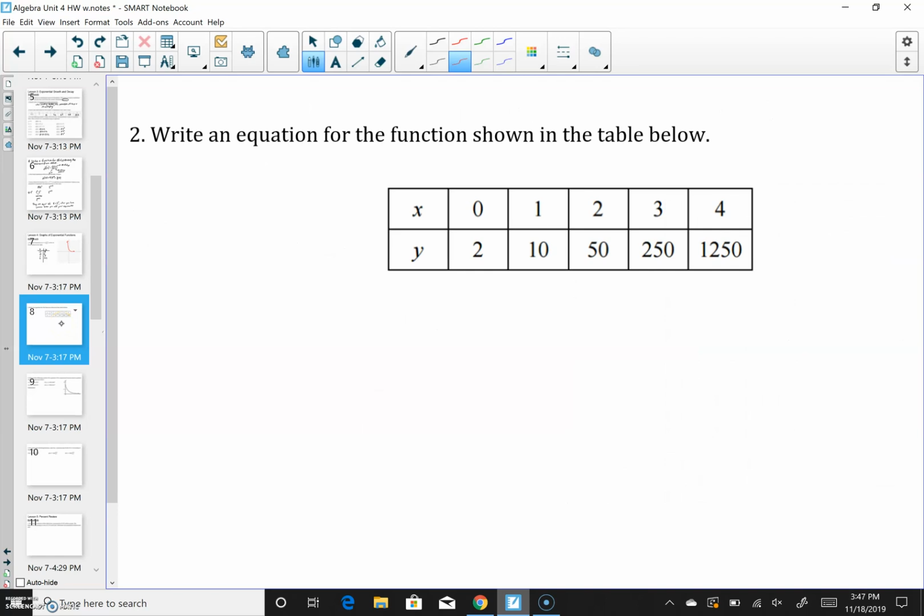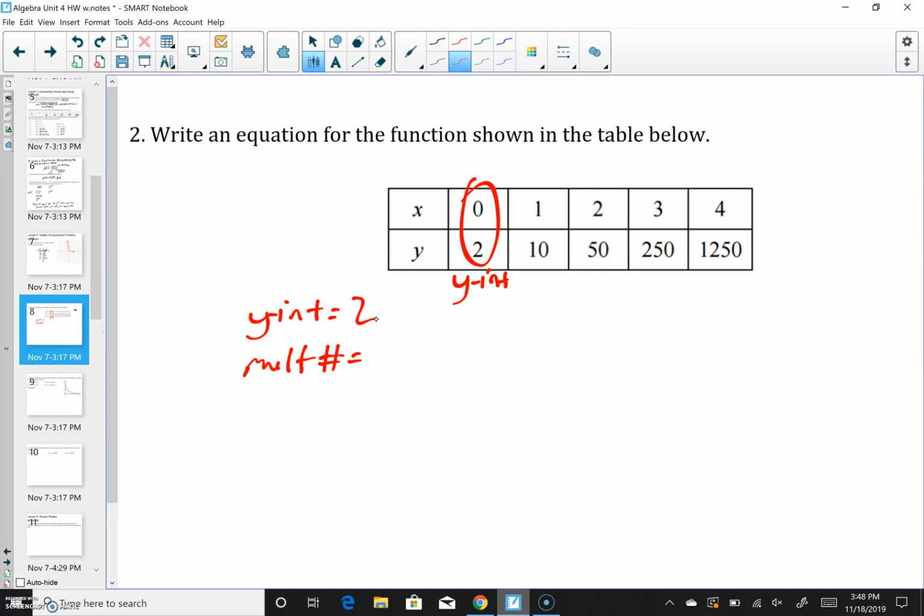For our second one, write the equation for the function shown below. Now I know this is exponential because clearly we do not have a constant rate of change. So therefore we always need a y-intercept and we need our multiplying number or our pattern. In this case, I have my y-intercept nicely here. Okay, that's 2. So that one's easy.